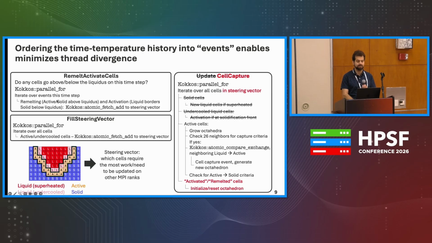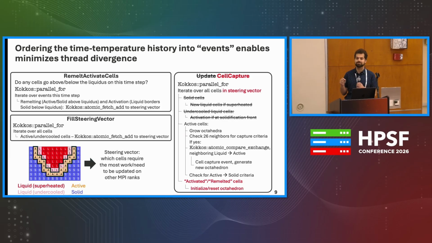But here we could perform the remelting and the activation operations. Or what we actually do is we have a steering vector of things that are going to happen on this time step, and we do an atomic fetch add and update the location of these cells on the steering vector. So we don't want to do that much work because we know that there's going to be thread divergence, but we want to basically mark the cells that matched the criteria for one of these two things happening, remelting or activation.